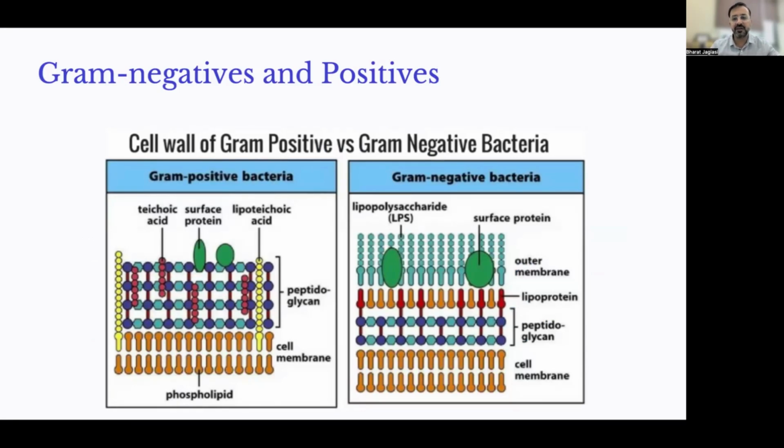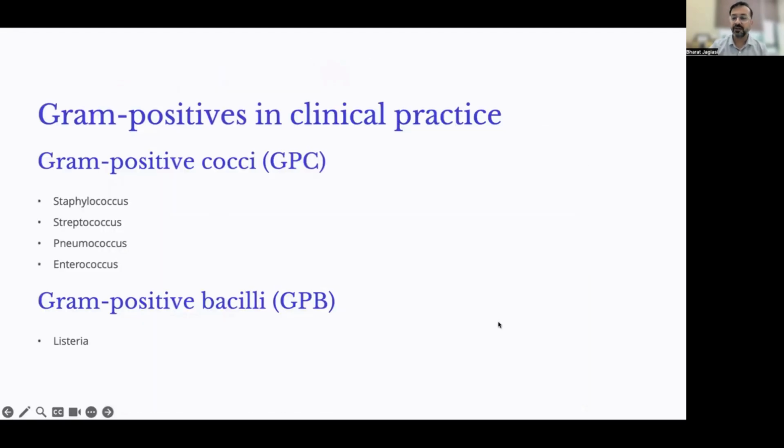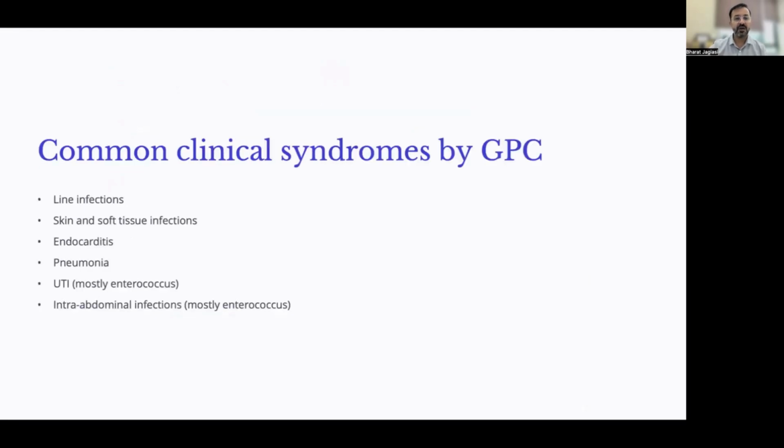The difference between the cell walls: gram-positive has a thick peptidoglycan wall with no outer membrane, and gram-negative has a thin peptidoglycan layer, but the outer membrane is there in the form of lipopolysaccharides. Among gram-positive, what is important amongst the cocci are Staphylococcus, Streptococcus, Pneumococcus, and Enterococcus, and among bacilli, Listeria is an important one, especially in immunocompromised hosts.